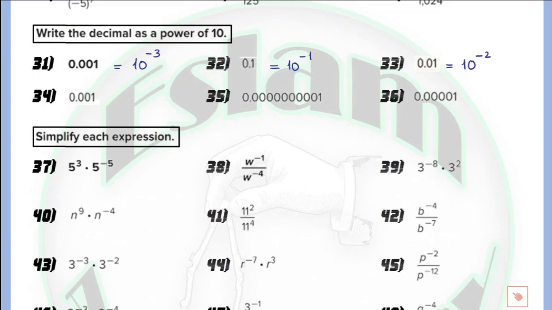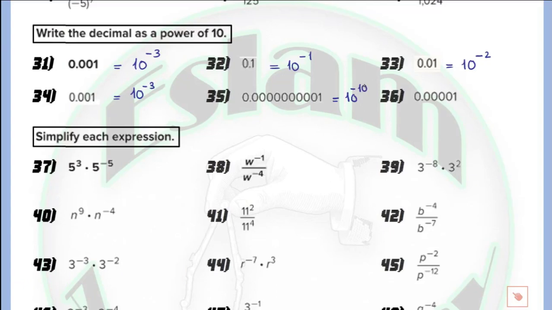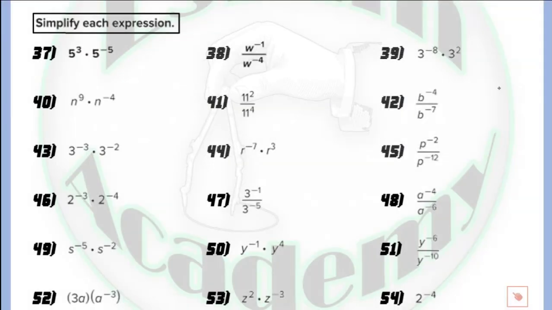In question number 34, we have 3 digits at the right of the decimal, so it will be equal to 10 to the power negative 3. By the same, in question number 35, there are 10 digits at the right of the decimal, so it will be equal to 10 to the power negative 10. If the number is a decimal, the power will be negative. If we have 10, 100, 1000, 10,000, and so on, the power will be positive by counting the zeros. For 36, we have 5 digits at the right of the decimal, so it will be 10 raised to the power negative 5. In this problem, we need to simplify each expression.